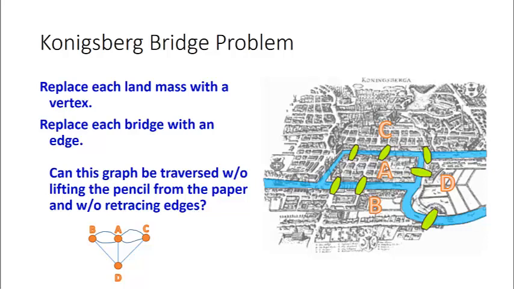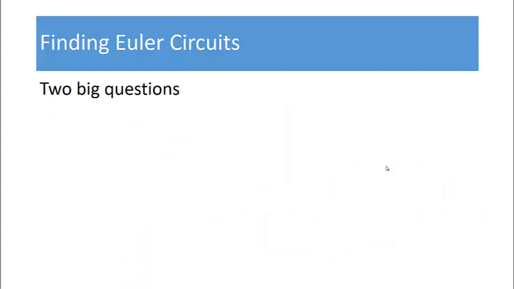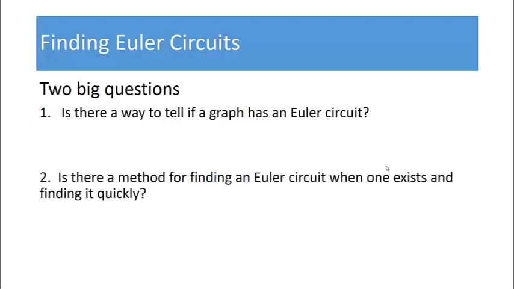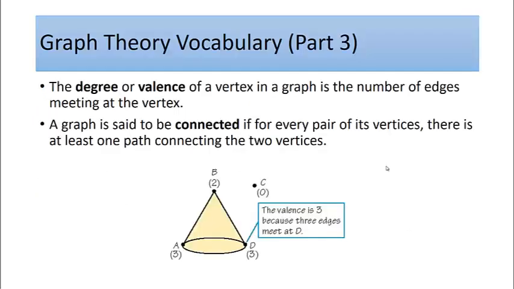Back to the math. So when we get around to finding Euler circuits, there are 2 big questions we want to answer. Number 1, is there a way to tell if a graph has an Euler circuit? And number 2, is there a method for finding an Euler circuit when one exists and for finding it quickly? So to answer this question, we need 2 new vocabulary words.